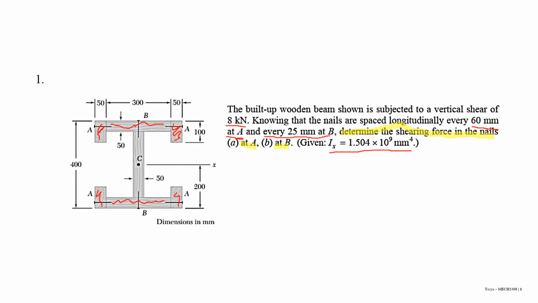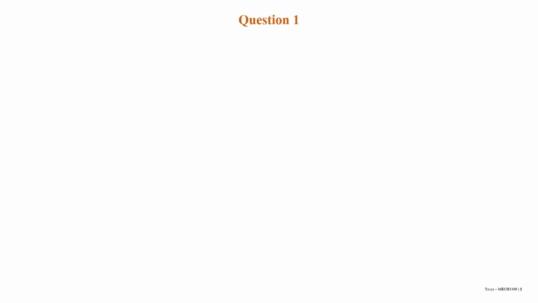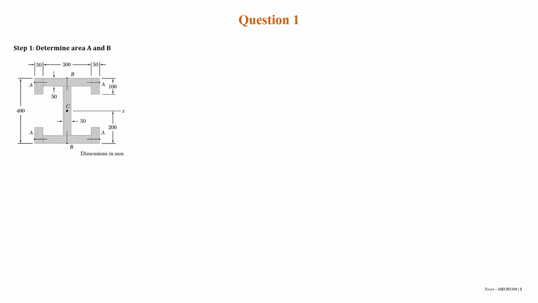Okay, now let's start the analysis. Question 1. Since the question asks us to determine the shear force at area A and B, first we need to determine the area of A and B as step 1. This one, the blue one, is considered as area A and the green one is considered as area B.